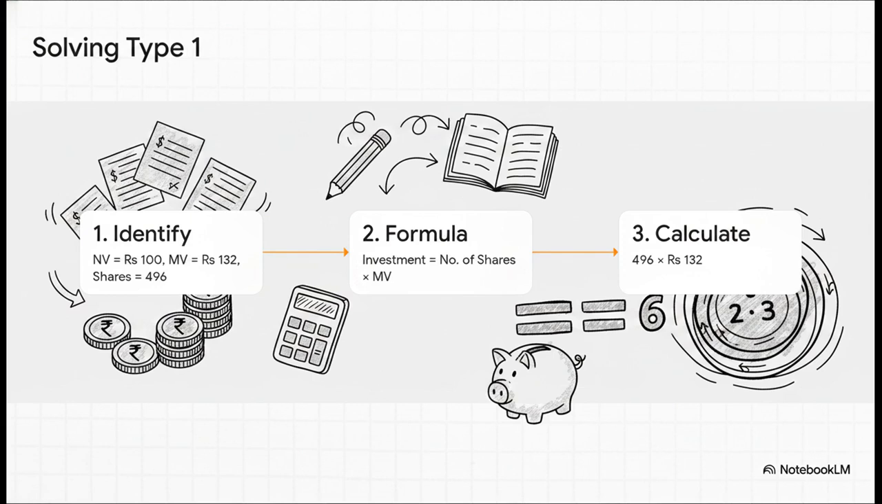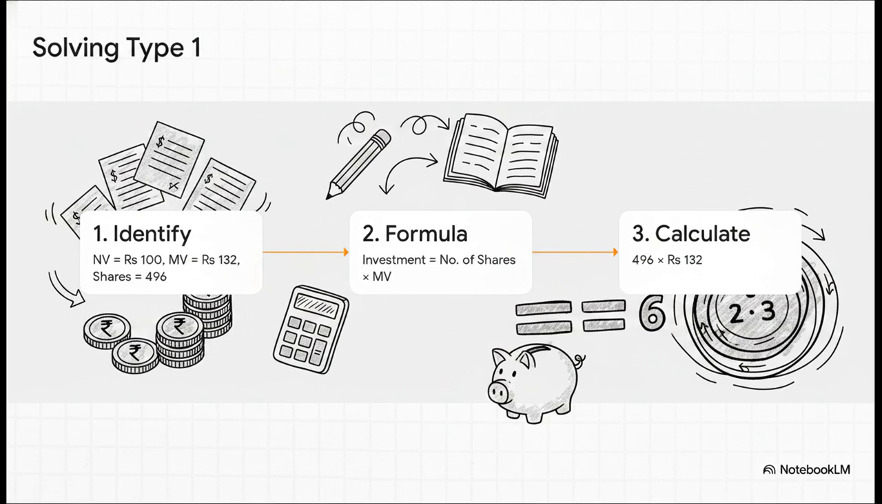Let's break down the math step by step. Step 1, identify your data. The phrase RS100 shares tells us the fixed printed price, right? So the nominal value, NV, is 100. She bought them at RS132 each, which is that fluctuating trading price we talked about, making the market value, or MV, 132. And the number of shares? That's 496.